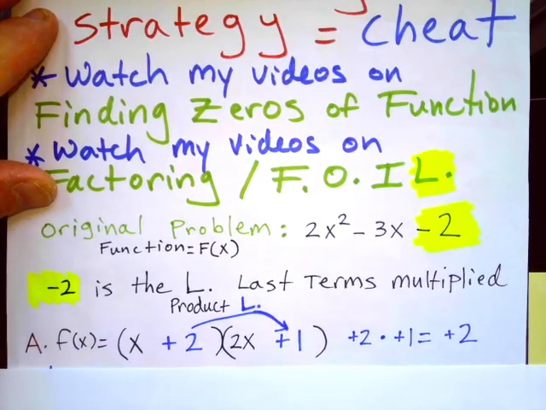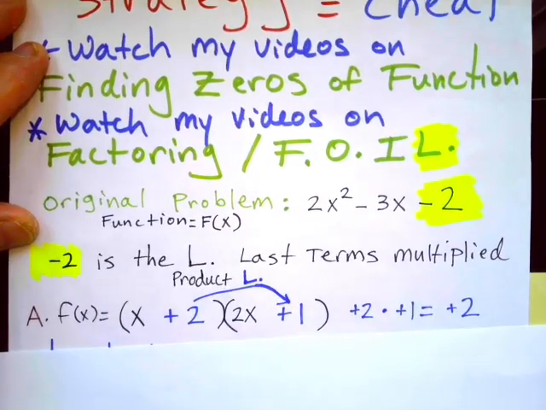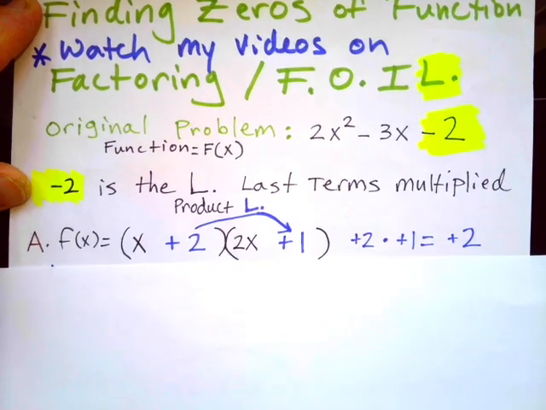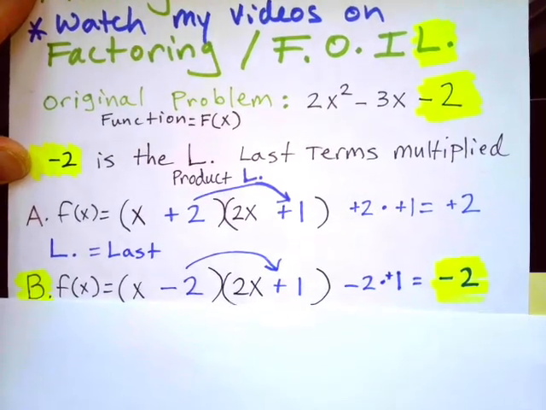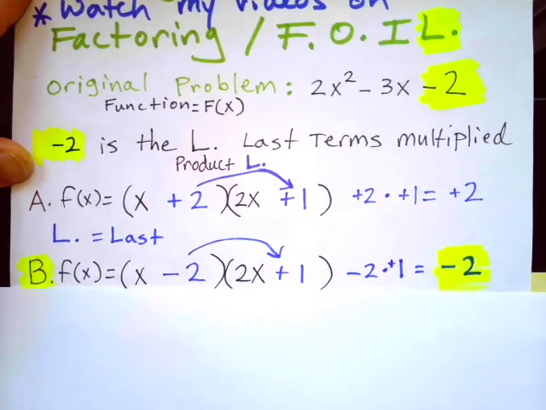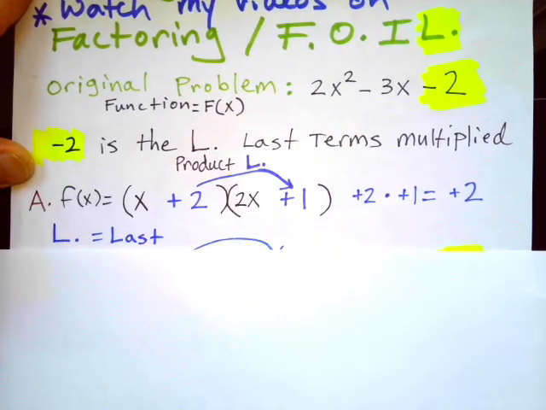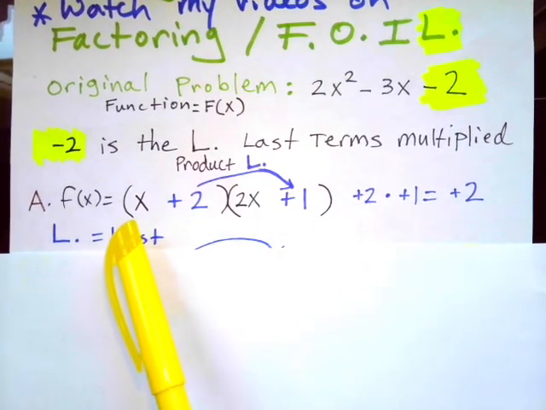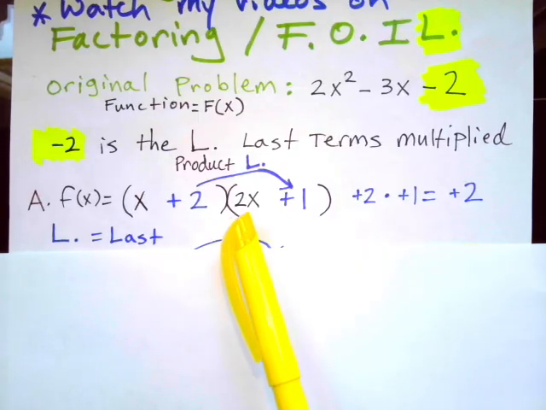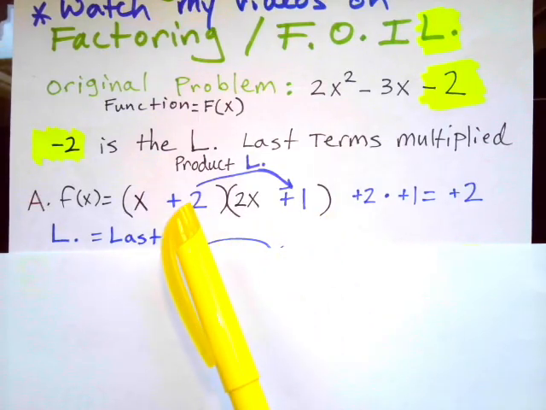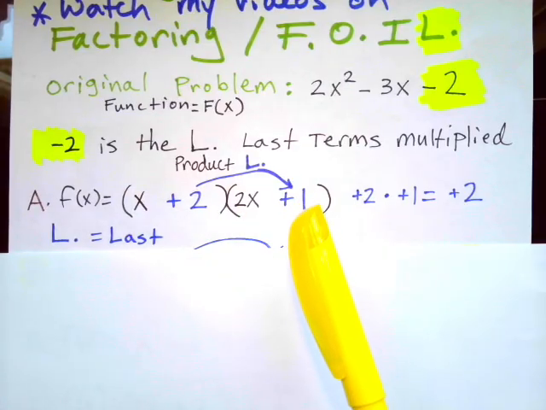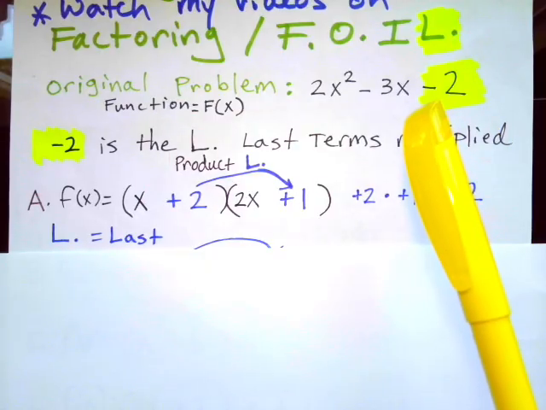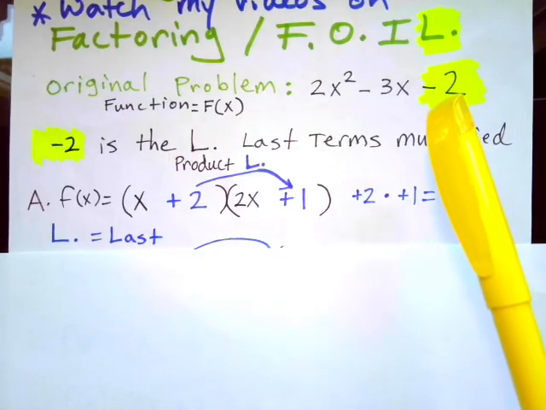And again, this is kind of like a little cheat. On these exams, this test-taking strategy that I'm about to show you is allowed. So let's take a look at A. We have x plus 2 inside parentheses, and 2x plus 1 inside parentheses. We're just going to multiply that last term, and we're looking for the option that, when we multiply the last terms, gives us that negative 2 value.